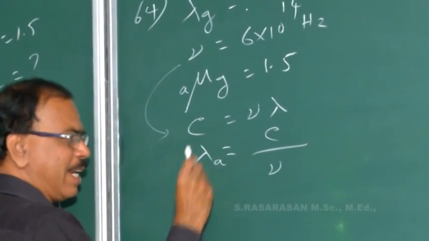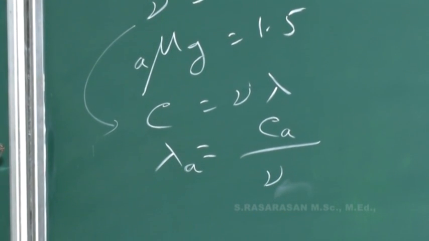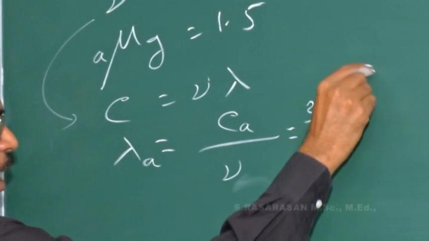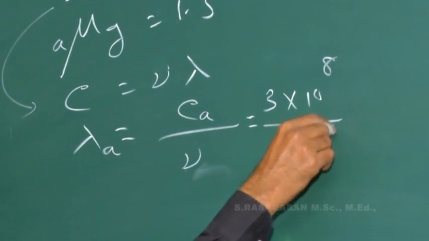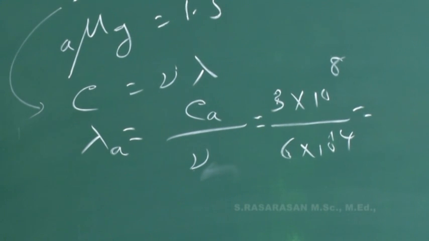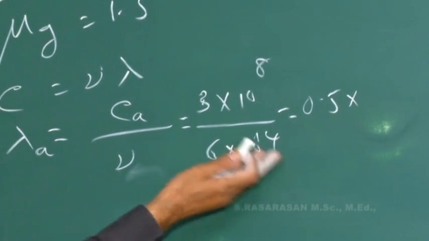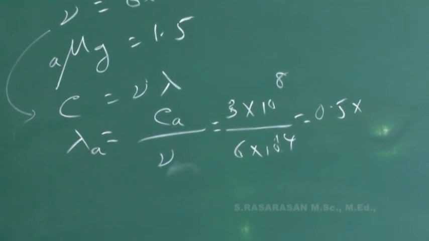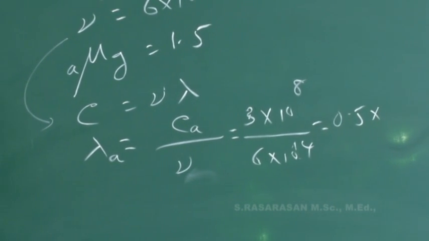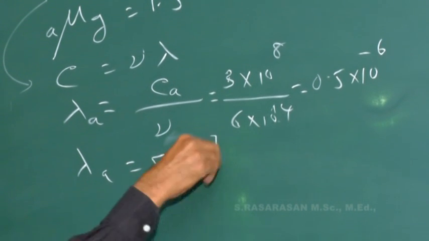Lambda in air, C in air, frequency in air. The frequency is the same in air and in glass. Putting it is not wrong. C is 3 into 10 power 8, nu is 6 into 10 power 14. So the result is 3 by 6, which is 0.5, and the power is 10 power 8 minus 14, which is 10 power minus 6. So lambda in air is equal to 0.5 into 10 power minus 6, that is 5 into 10 power minus 7 meter.